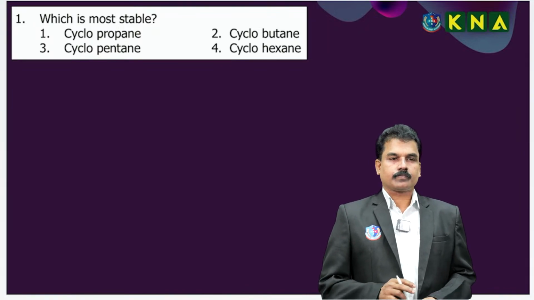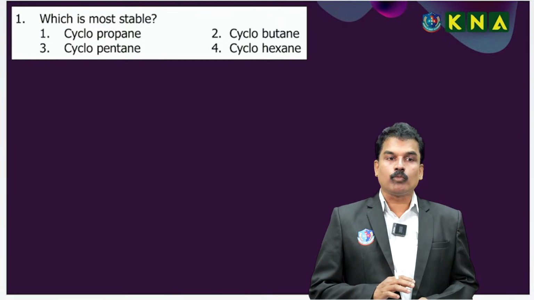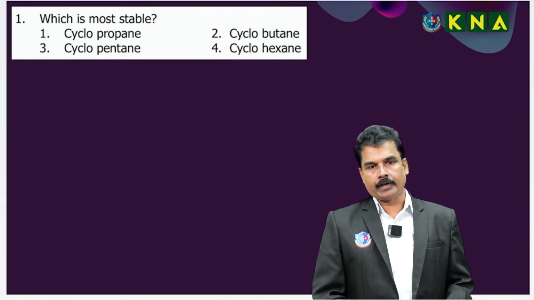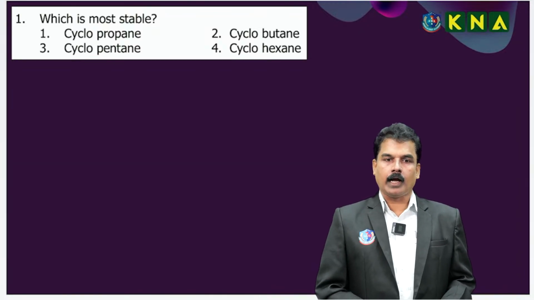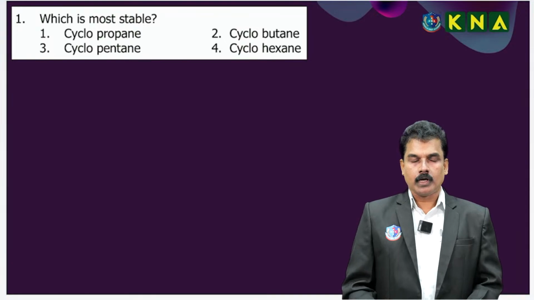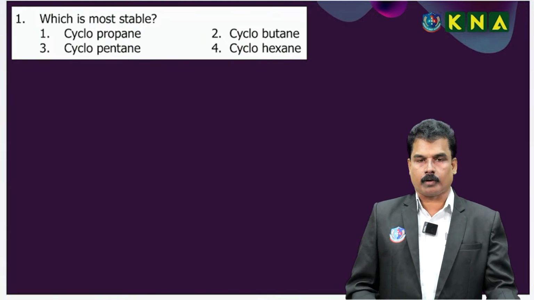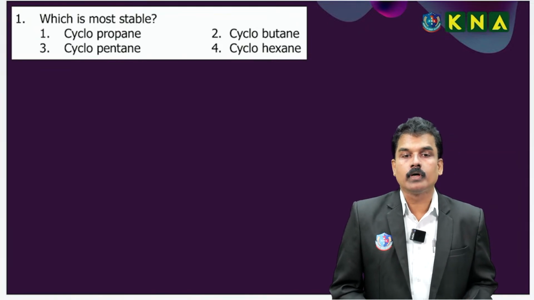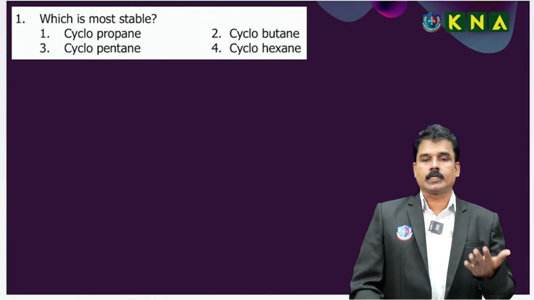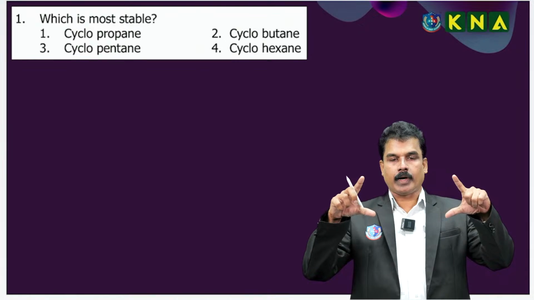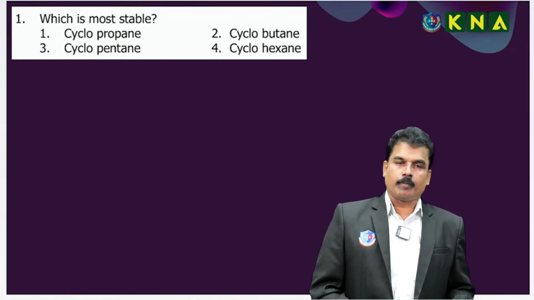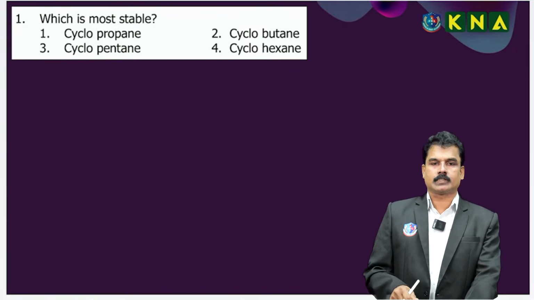The first question. The question is, which is most stable? The stability of molecule. The options given are cyclopropane, cyclobutane, cyclopentane and cyclohexane. See, all are cyclic compounds. You know, in the case of cyclic compound, as the number of carbon atoms increases in the hydrocarbon, the stability of the molecule also increases up to cyclohexane. So why is cyclohexane more stable? Because the 6 carbon atoms are in a cyclic ring, so it is not in a plane. So the stability increases as the number of carbon atoms increases in cyclic compound.